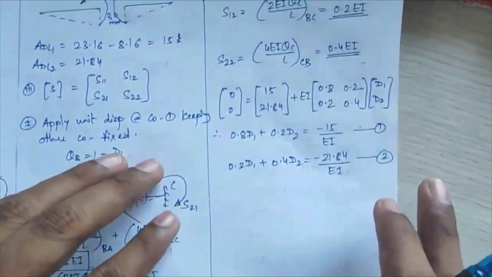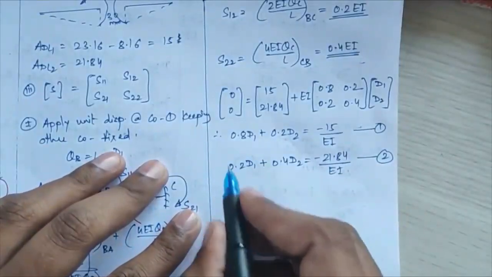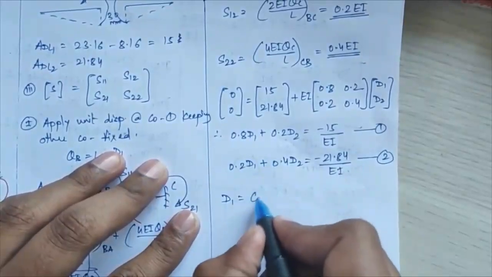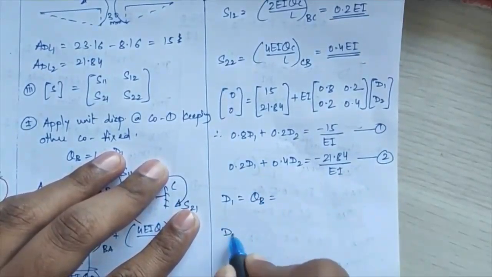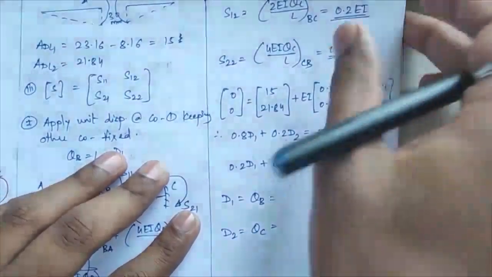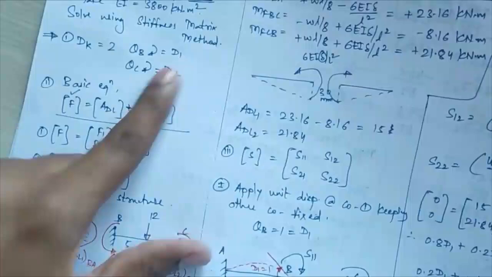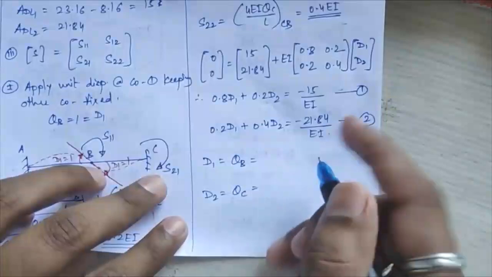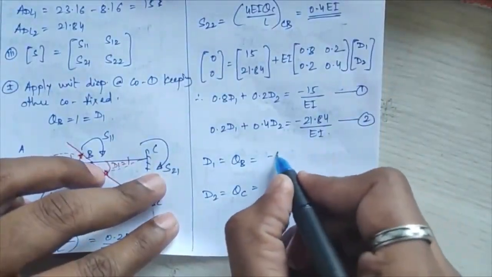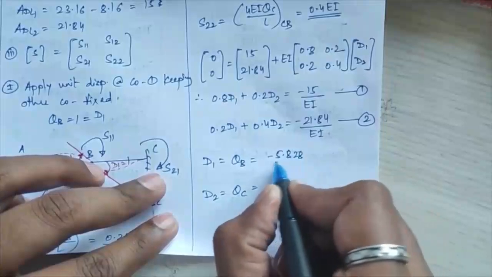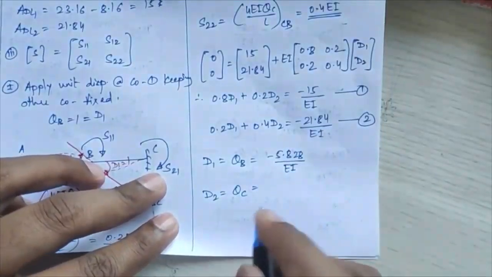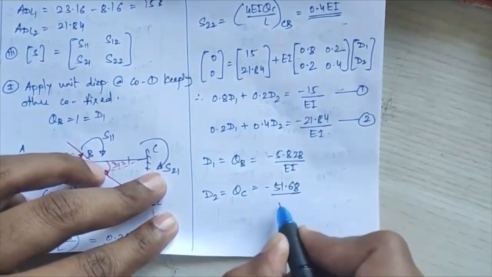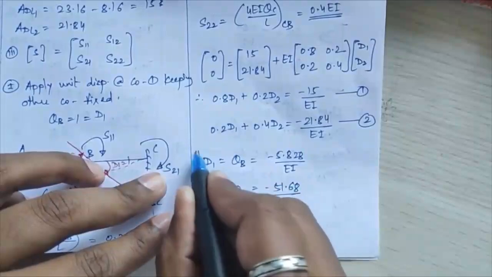Okay, so if you solve these two equations simultaneously for the values of D1 and D2, D1 is nothing but your value of theta B and D2 is nothing but your value of theta C that we have assumed in our first step. So if you solve these two equations simultaneously, I am getting D1 equal to minus 5.828 divided by EI and D2 as minus 51.68 divided by EI over here.